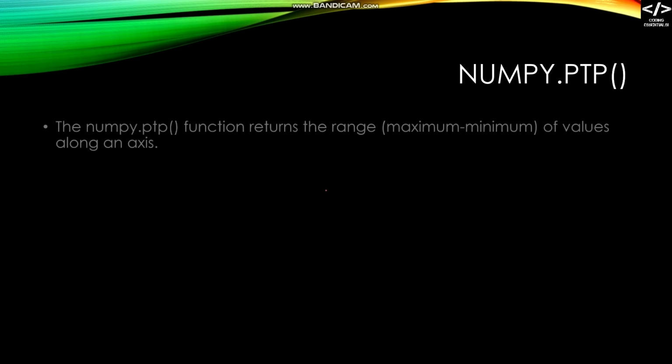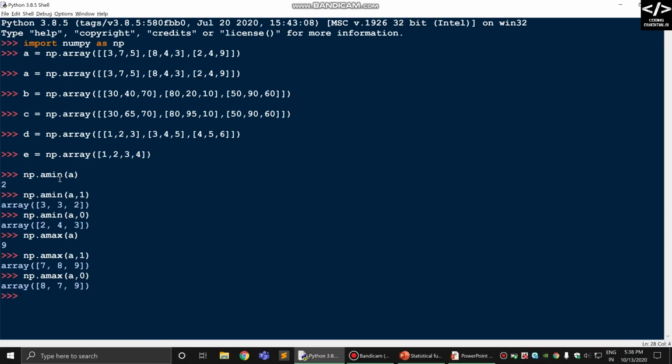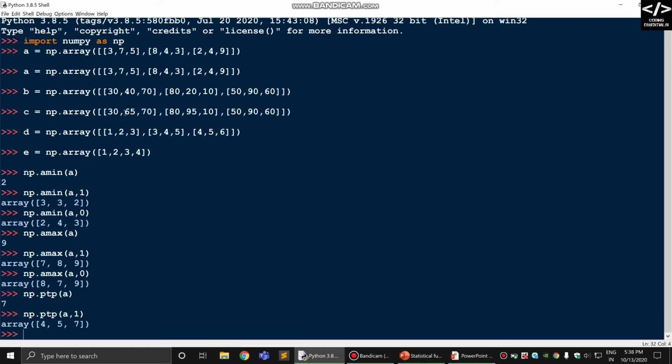Moving on to ptp. The ptp function returns the range, so maximum minus minimum of values along an axis. So let's take the same array and we'll see all the possible outcomes. np.ptp of a: maximum of a is 9 and minimum of a is 2, so 9 minus 2 is 7. np.ptp of a comma 1, row wise, gives 4, 5 and 7.